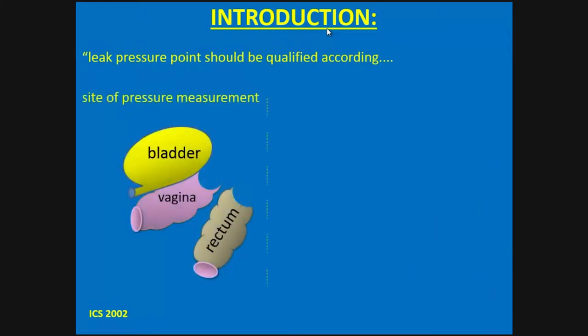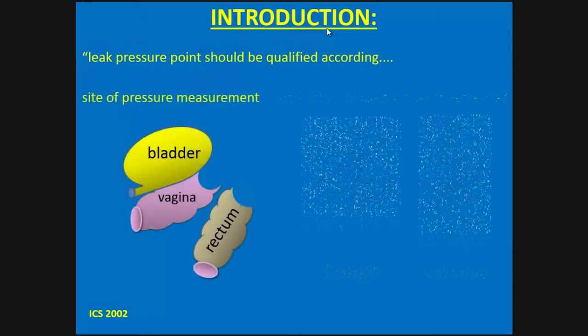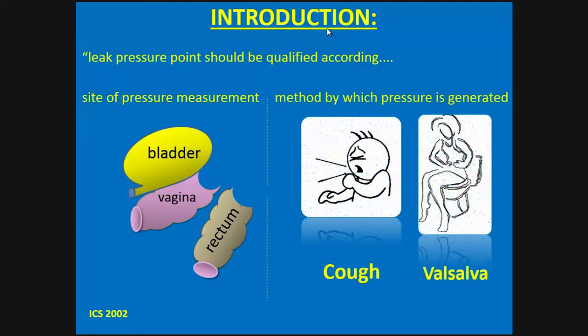We also have to say that the leak point pressure should be qualified according to the site of the pressure measurement, which could be intravesical, vaginal, or rectal. And we also have to account for the method with which the pressure is generated, that could be cough or Valsalva. And this is regarding the ICS.